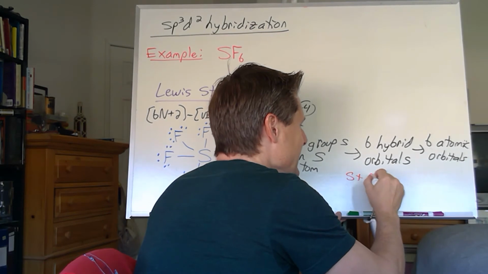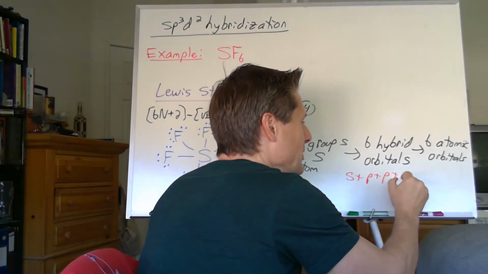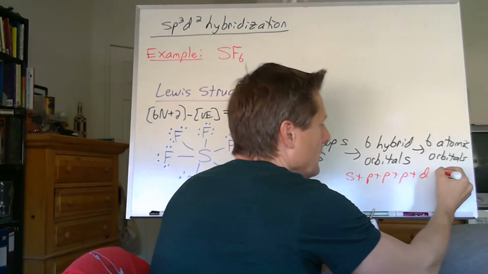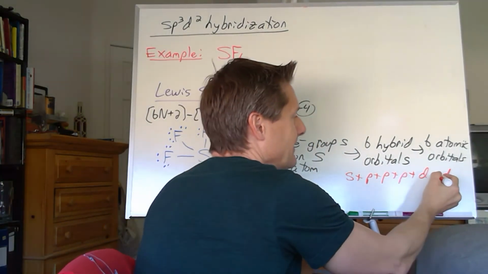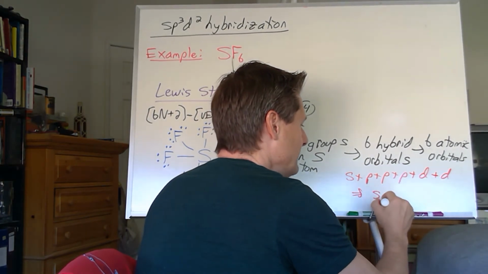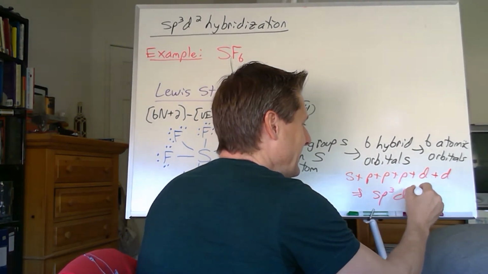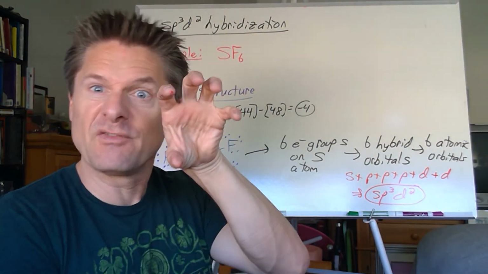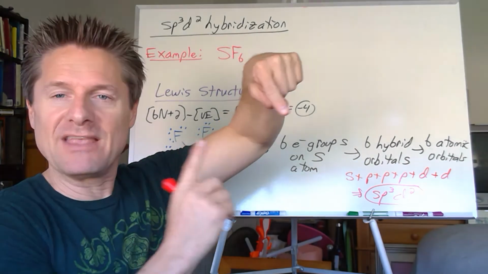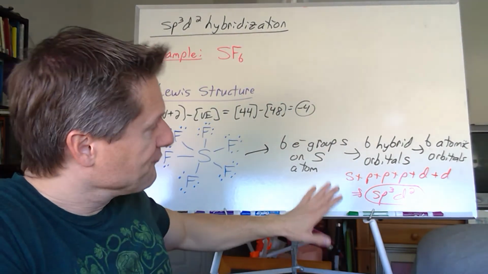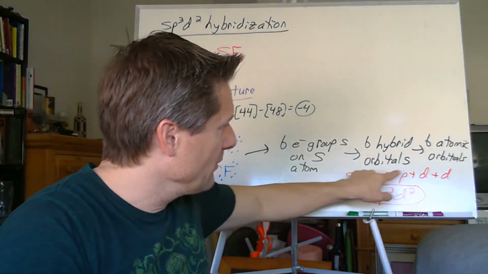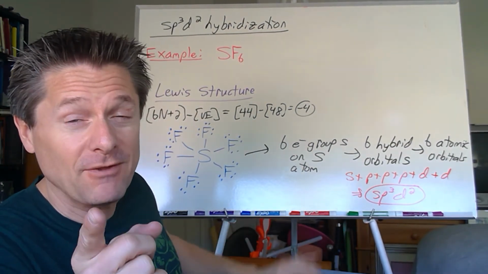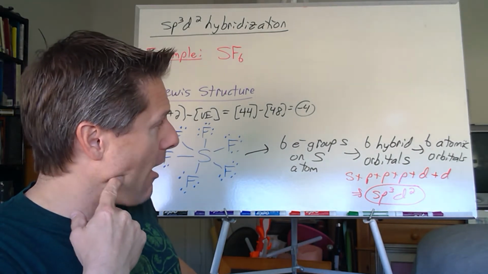S plus P plus P plus P, that's 4. Plus D is 5. Plus D is 6. So that's sp3d2. I'm not going to show the orbitals for this one, the spherical S, the 3 P's, PX, and then the 2 D's. I'm not going to show that. So you've got 1, 2, 3, 4, 5, 6 sp3d2. You need those 2 d orbitals, empty d orbitals, not filled d orbitals, for the expanded octet.